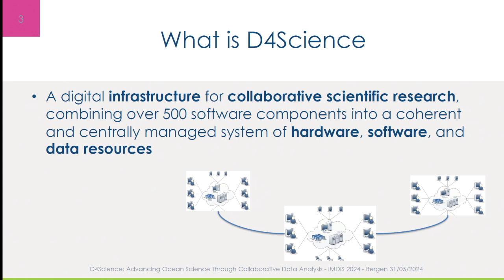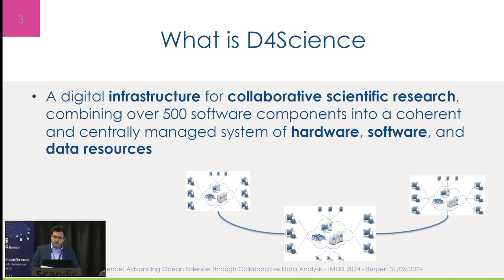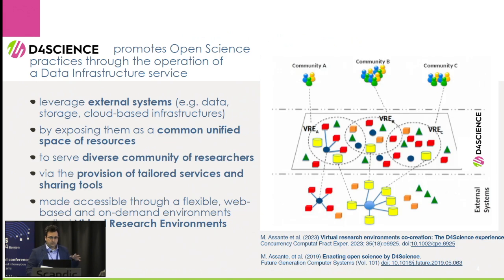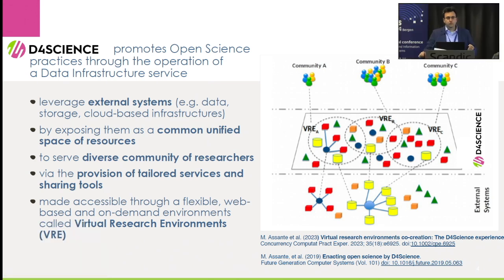Let's start with a very short description of what D4Science is. It is a digital infrastructure for collaborative scientific research combining over 500 software components into a coherent and centrally managed system of hardware, software, and data resources. Our goal in D4Science is to promote open science practices through the operation of this digital infrastructure.